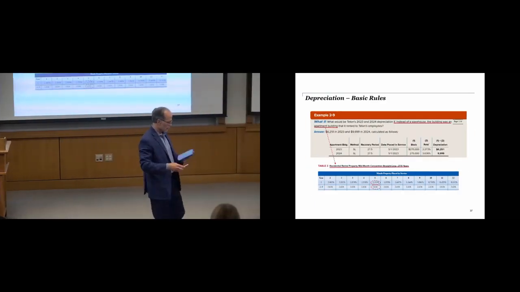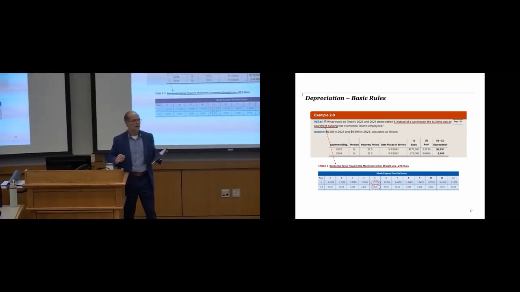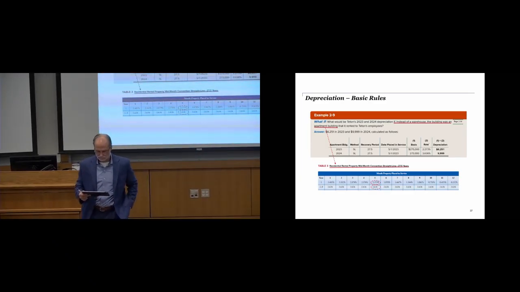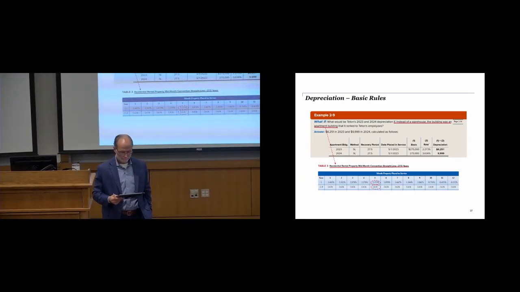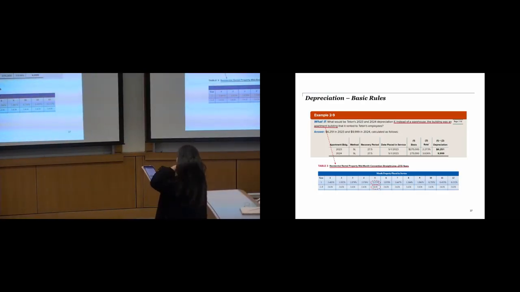Okay. 2-9, the next part is Jessica. Okay. So what would Teton's 2023 and 2024 depreciation be if instead of a warehouse, the building was an apartment building that is rented to Teton's employees? So the answer would be $6,251 in 2023 and $9,995 in 2024.